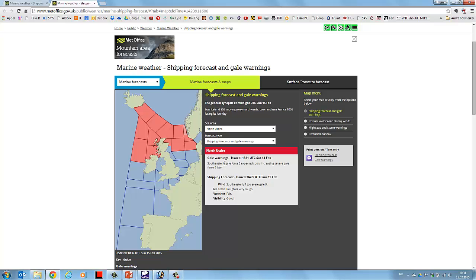Right, so the Met, when it gives a shipping forecast, it talks about the wind, and it uses the Beaufort scale in order to refer to the wind, and then it talks about the sea state: calm seas, moderate seas, and then rough or very rough seas, and the weather being fair, visibility good, or the opposite, poor.